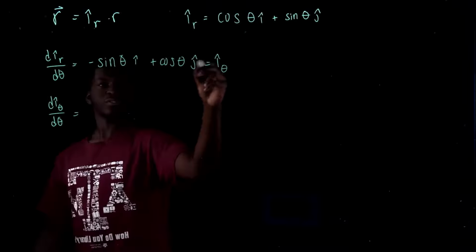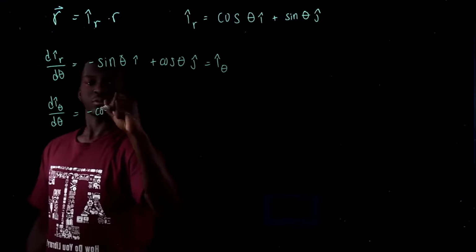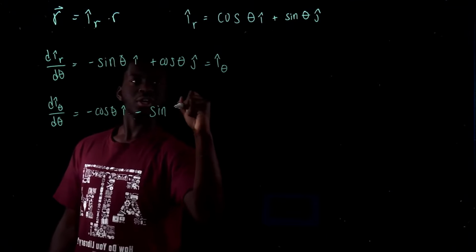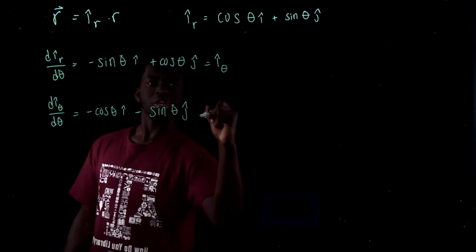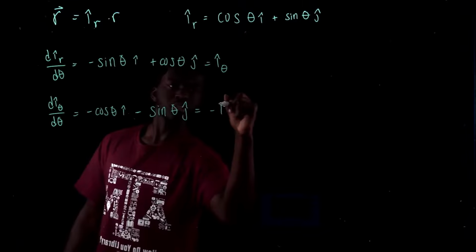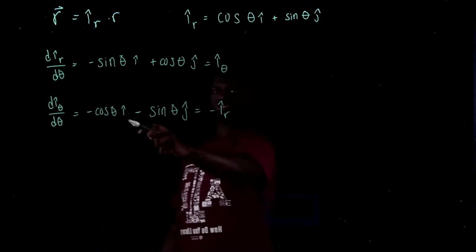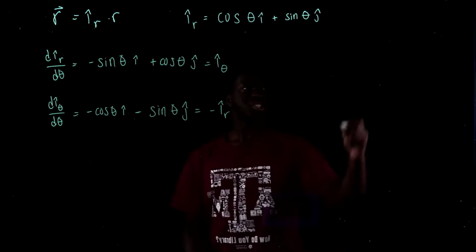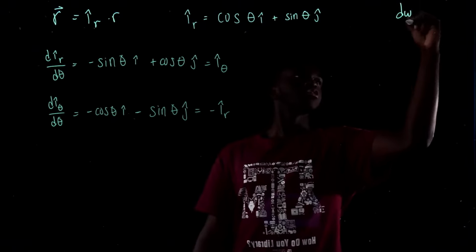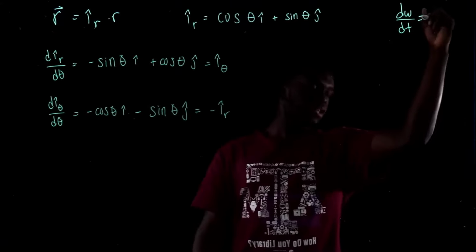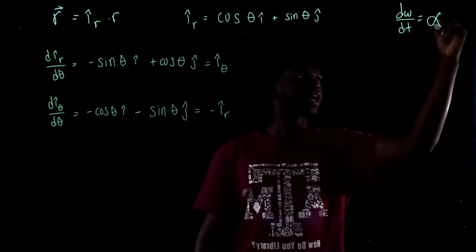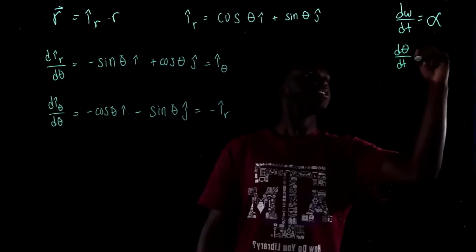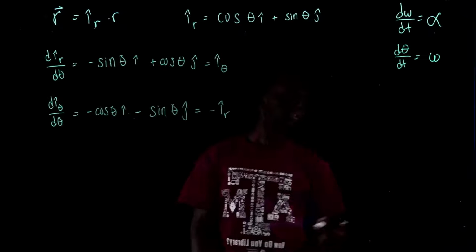So now you take the derivative of that, and that's going to be negative cosine theta i hat minus sine theta j hat, and that is equal to negative i_r. As you can tell, this is just a negative version of that. So those are the main things you're going to need. Then on the side, you can write the general equations: d omega over dt is equal to alpha, and d theta over dt is equal to omega.